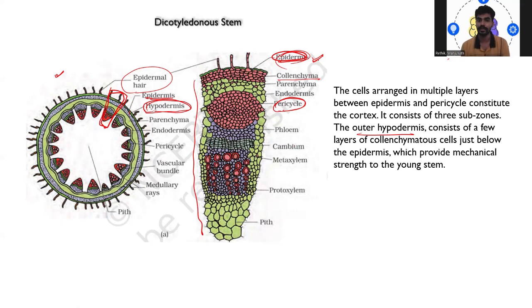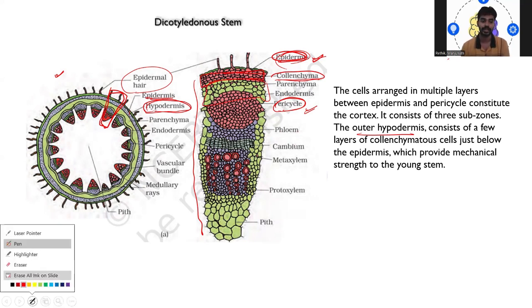So what I said, between this epidermis and pericycle, there are three subzones. And the outer hypodermis is the layer where the very first thing you will see, a few layers, consists of collenchyma cells. Can you see this layer here? Collenchyma cells here. What is the major function of the collenchyma cells? It provides mechanical strength to the younger tissues.